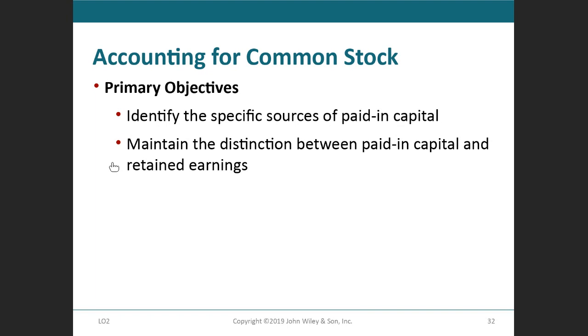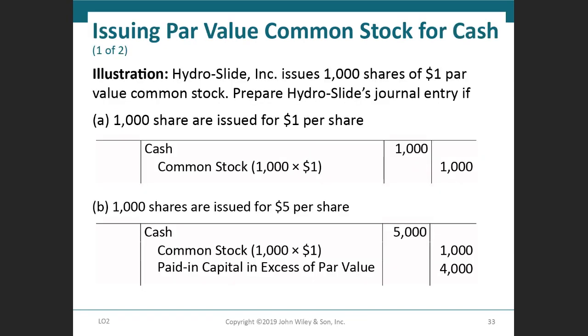from the operations. Obviously, dividends reduce retained earnings, if you remember, right? Dividends reduce retained earnings, and net income increases it, right? So that's fairly simple. The accounting is a little bit more involved for the common stock.